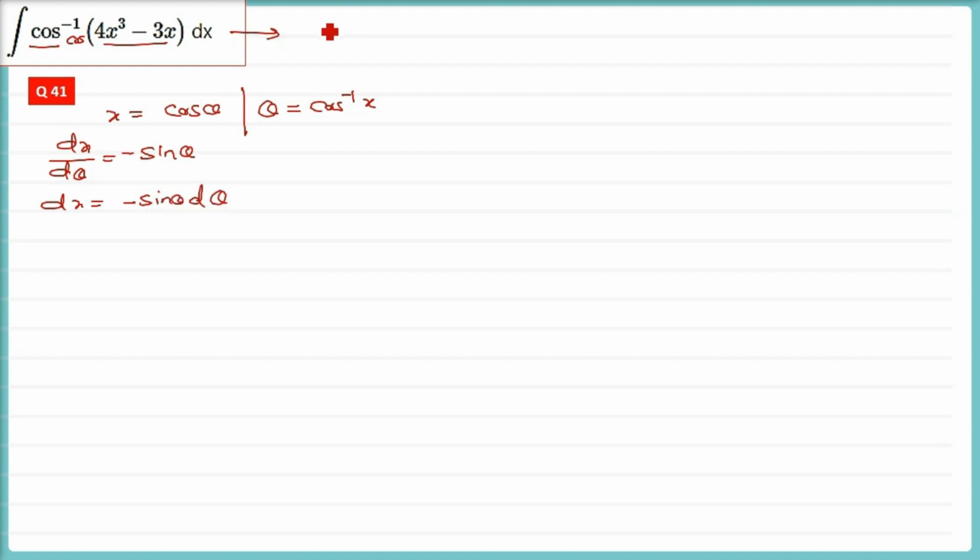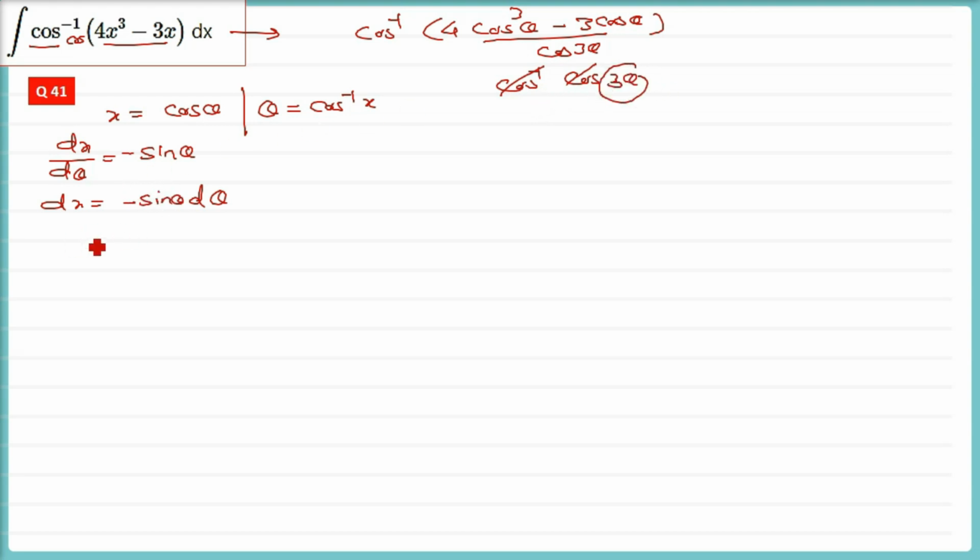Now let me revisit here. Cos inverse is already there. Now 4x cube is 4 cos cube theta, minus 3 cos theta, and 4 cos cube theta minus 3 cos theta is the direct result which gives you cos 3 theta. So we eventually got cos inverse of cos 3 theta. You can cancel cos and cos inverse, and you'll get 3 theta here. Ultimately, cos inverse of 4x cube minus 3x, which we are integrating, we have gotten as 3 theta.